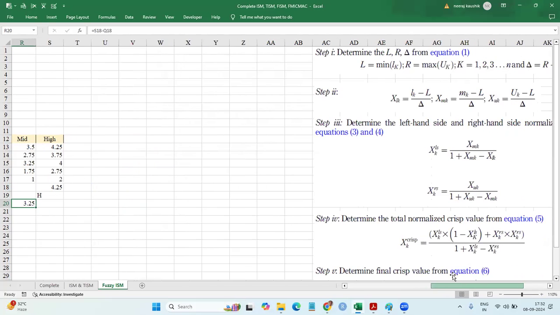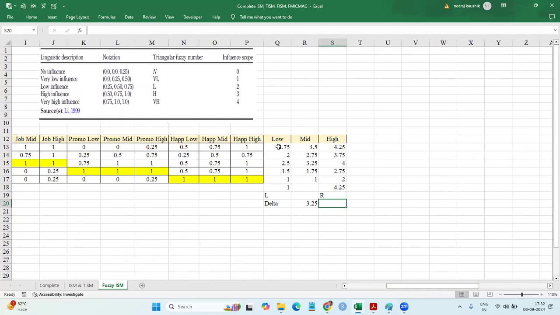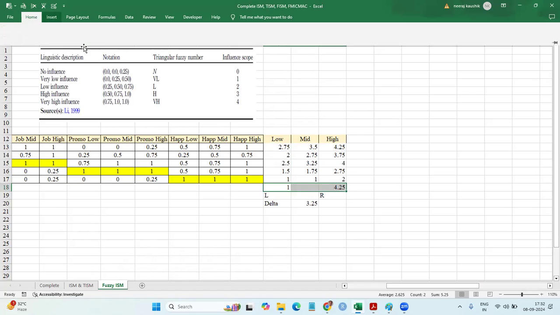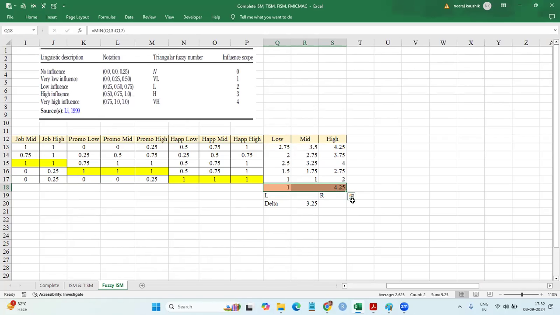Check out the first part. Determine the L, R. Okay, instead of H, it is calling it R. Let me also call it R, the right side value. L, R and delta: minimum of L from all the low values, compute this value. I should have put it in some other color so that we can know this is something else. And then we put the delta.